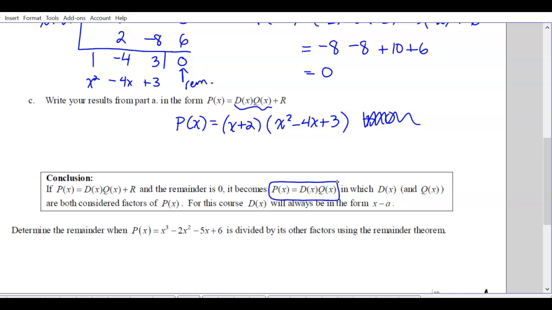Okay. Now it says here that d of x is always in the form x minus a. We are going to have some that have a coefficient here, particularly for IB courses. So you can change that a little bit: bx minus a or ax minus b, right? Doesn't really matter. But the fact is, you will have some that have a coefficient.